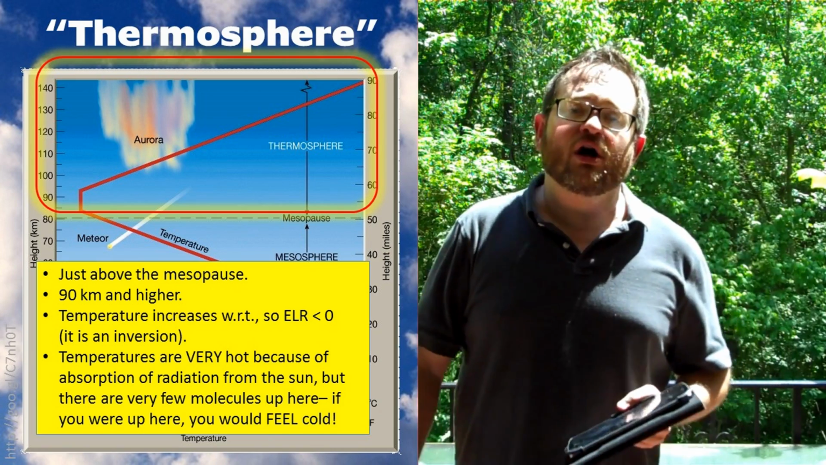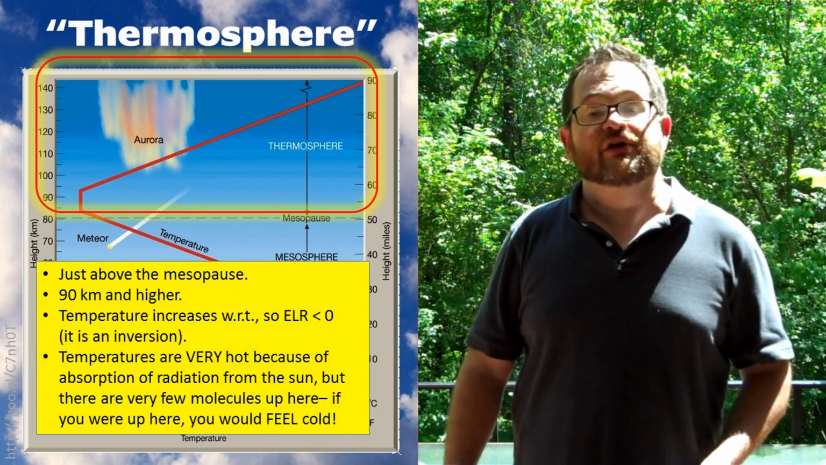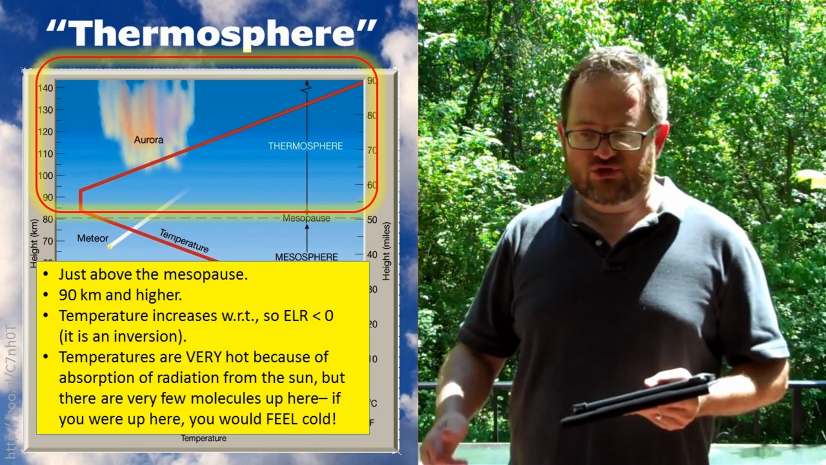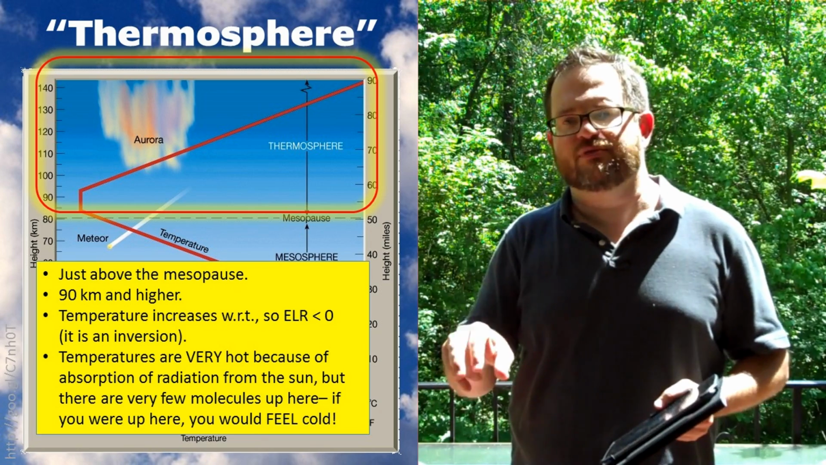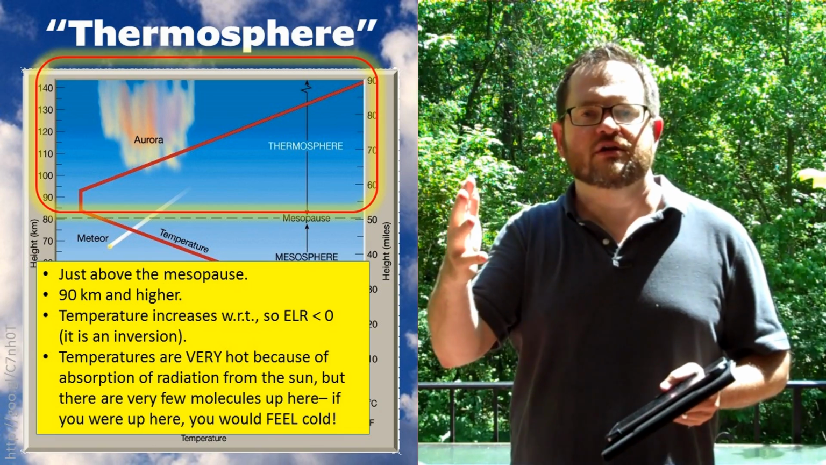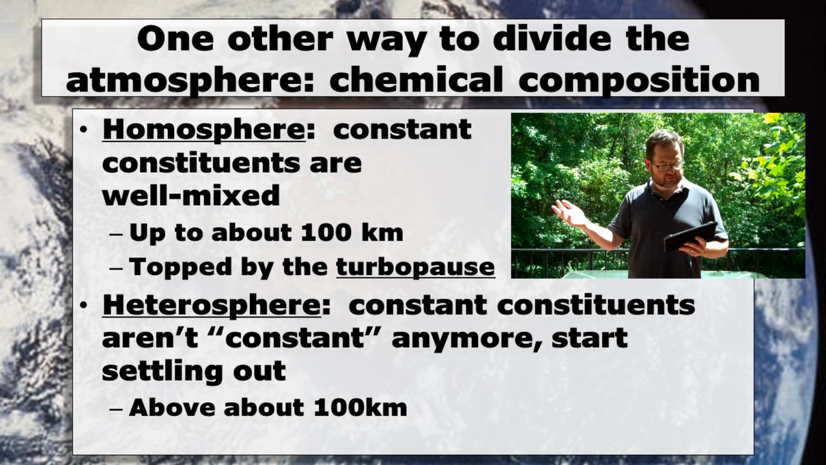Alright, so you do need to know all about the different levels and layers of the Earth's atmosphere as stratified by the environmental lapse rate. Troposphere, tropopause, mesosphere, mesopause, stratosphere, stratopause, thermosphere. There is a top to the thermosphere.